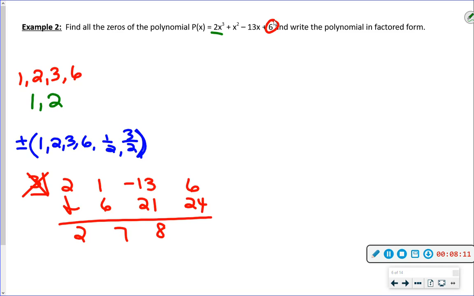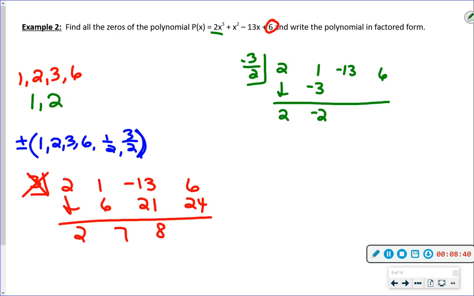Who wants to pick? Caleb? Negative 3 halves. All right, line them up, same coefficients. Are we having fun yet? No. I know, I'm just laughing. What's negative 3 halves times 2? Negative 3. Add those. I'm so sorry. Negative 3 halves times negative 2.